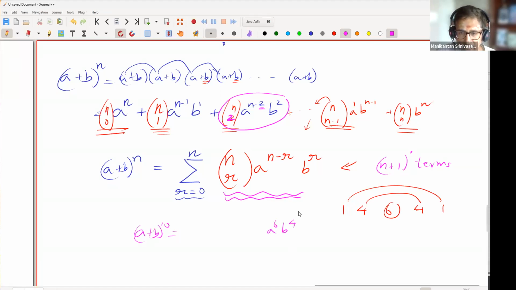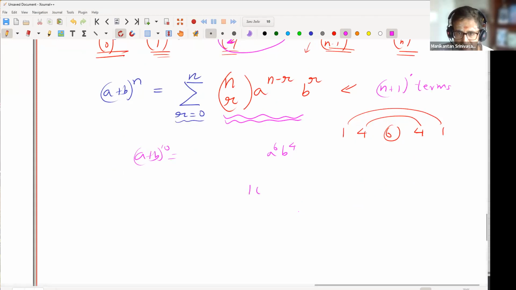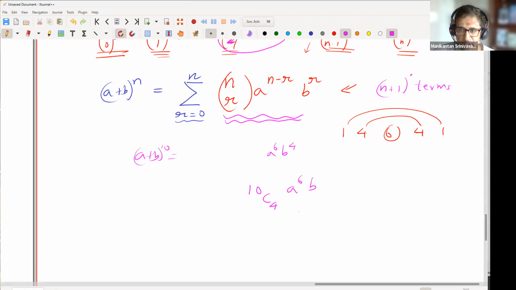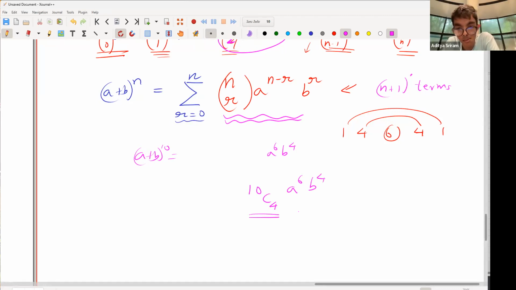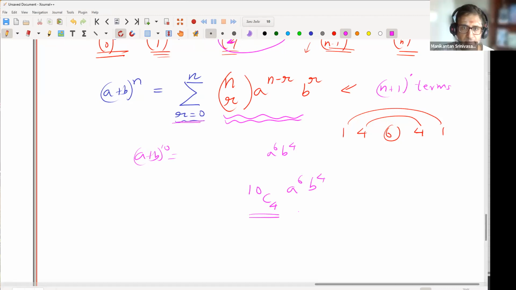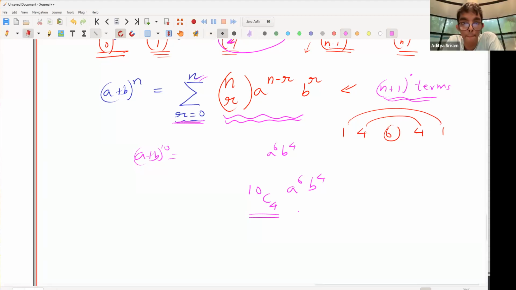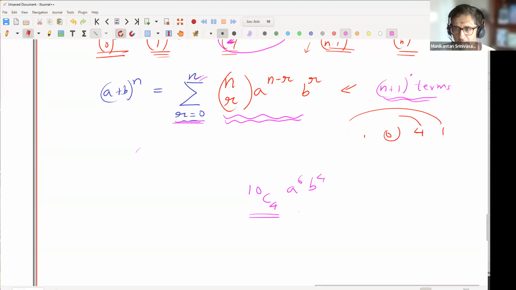Then what will I do? I'll say which 4 places I'll have to select my b from, and the remaining places will be my a's. So the coefficient of that would be 10 choose 4. And when I expand, obviously I'll have to run my r all the way from 0 to n. As I said, you can pick 0 b's or 1 b or 2 b's all the way till n b's, and therefore there are n plus 1 terms in the expansion of a plus b whole power n. Okay, makes sense.